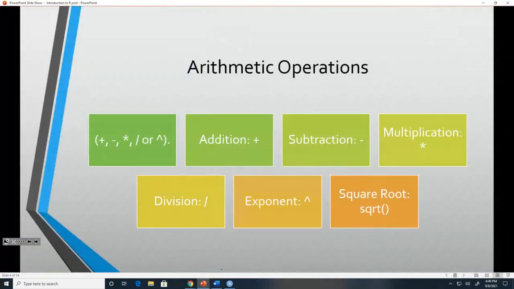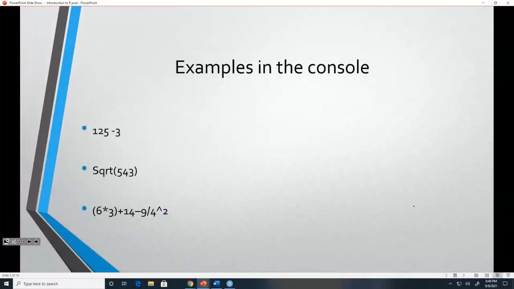So in R, we can do a lot of things, like use it as a calculator, but you'll need to know these basic functions. Plus sign, minus sign, the asterisk is for multiplication, the slash is for division, this little caret is the exponent, and for square root, you have to type out sqrt with parentheses, because square root is actually a function.